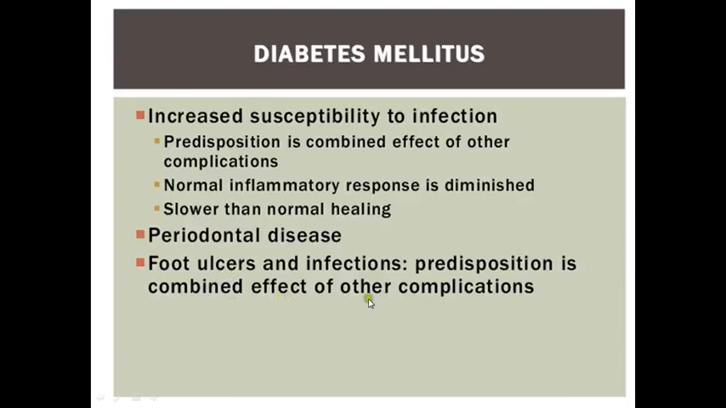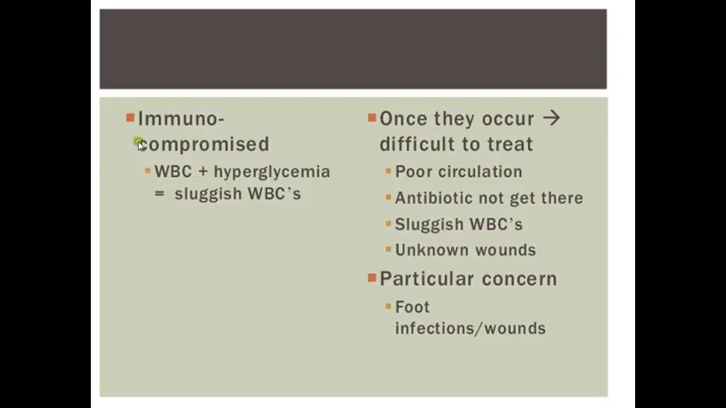This is because of the other chronic complications of diabetes. Diabetic patients are immunocompromised because the white cells, the fighting cells, become sluggish because of the hyperglycemia, and their functioning is affected. Once that occurs, they are difficult to treat. Ulcers, when they occur, are difficult to treat. The infection is difficult to treat because of the poor circulation from atherosclerosis. Antibiotics do not get there because of the atherosclerosis.